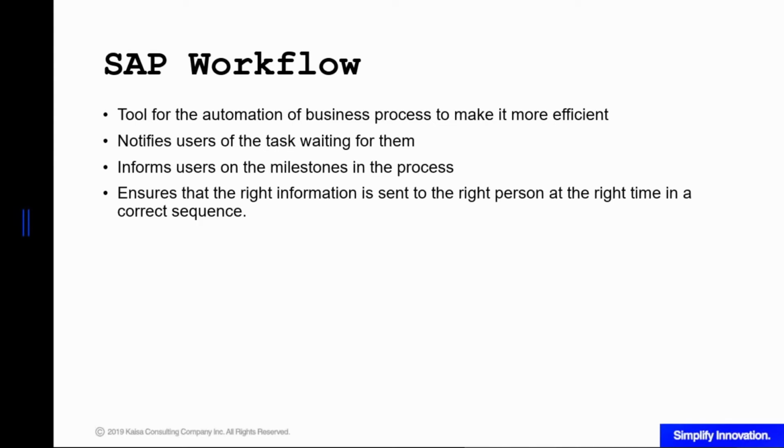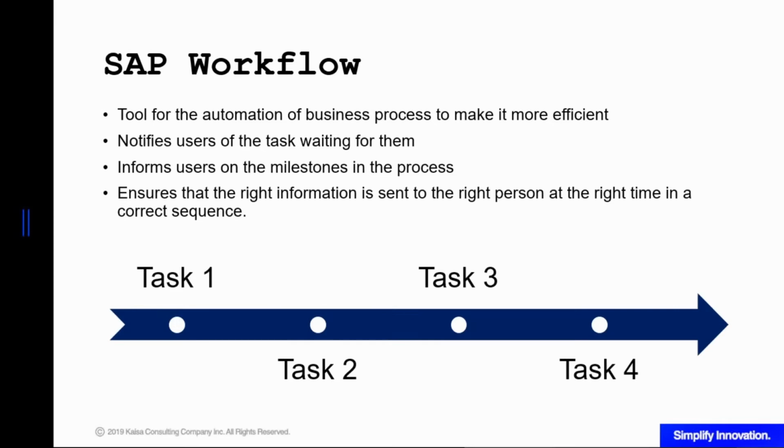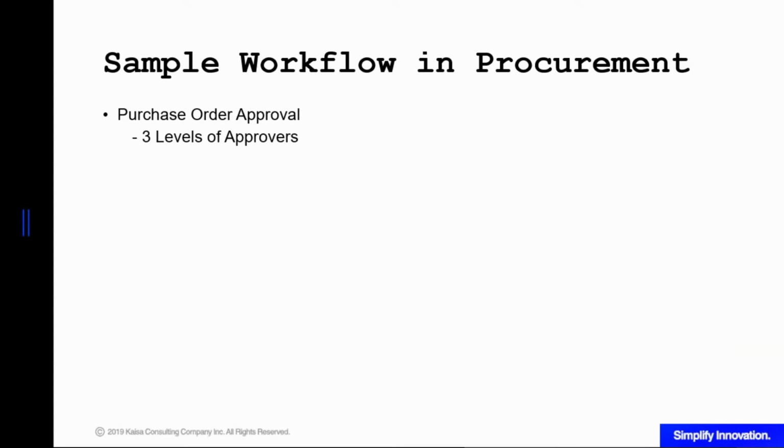So with SAP Workflow, it already eliminates this manual process. It eliminates the human intervention. To put it simply, SAP Workflow is a series of tasks in sequence that we automate in order to achieve an efficient process. So that is the definition, but in order for you to appreciate it more, I'm going to give you an example. Since we are focusing on procure to pay and the procurement process, I'm going to show you an example using a purchase order approval with 3 levels of approvers.